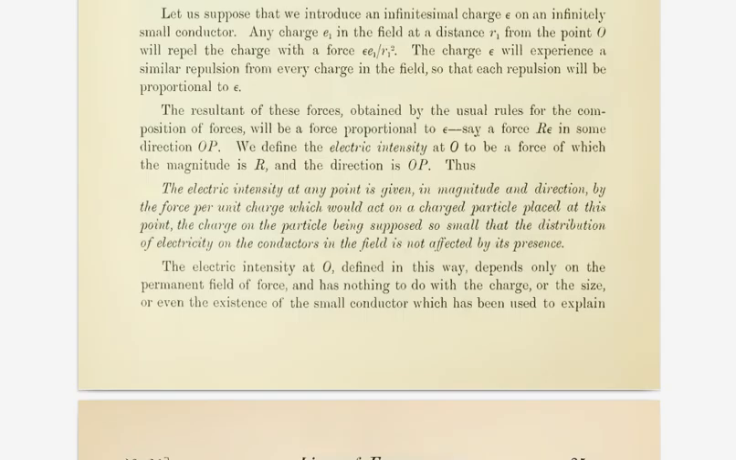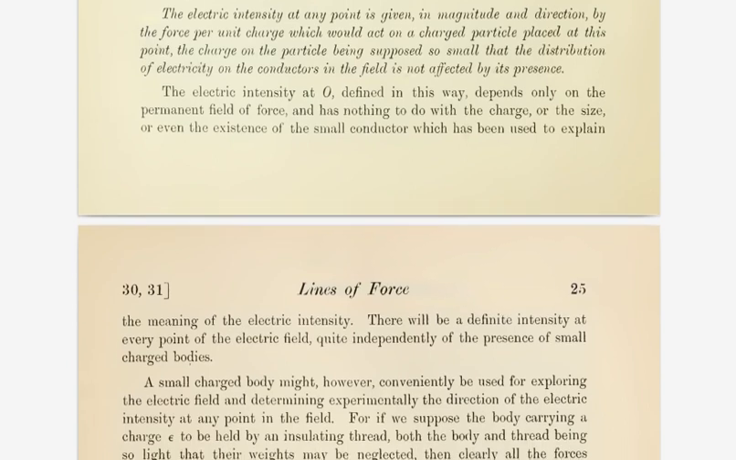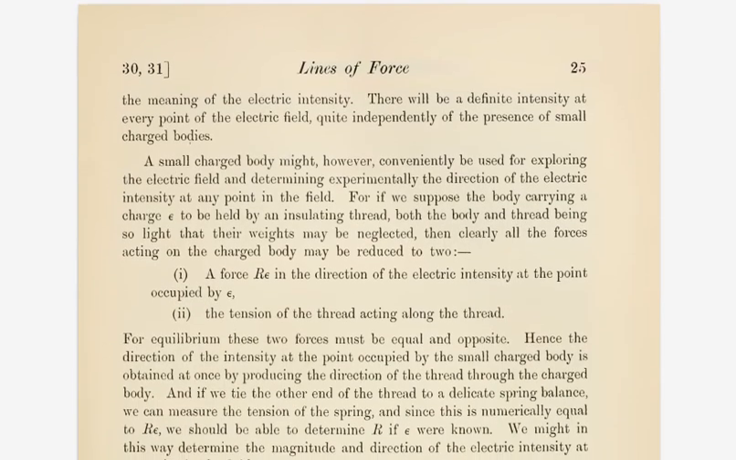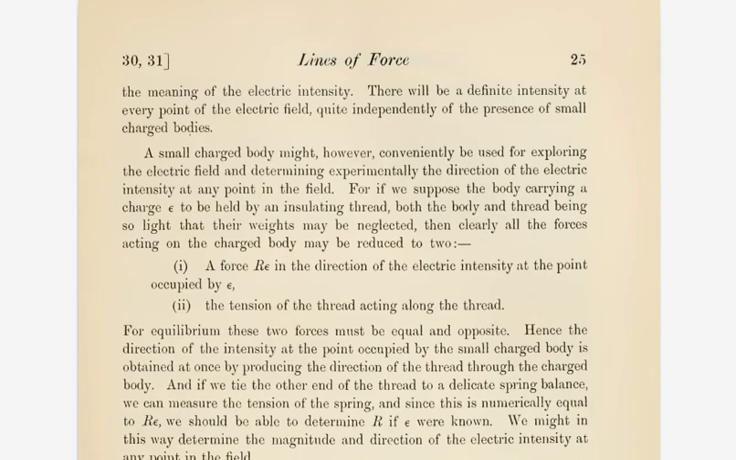The electric intensity at O, defined in this way, depends only on the permanent field of force, and has nothing to do with the charge, or the size, or even the existence of the small conductor which has been used to explain the meaning of the electric intensity. There will be a definite intensity at every point of the electric field, quite independently of the presence of small charged bodies. A small charged body might, however, conveniently be used for exploring the electric field and determining experimentally the direction of the electric intensity at any point in the field.